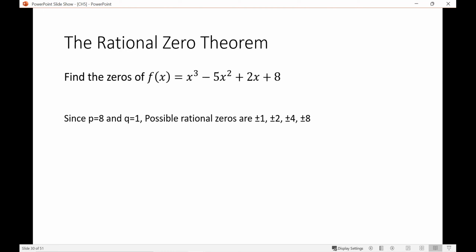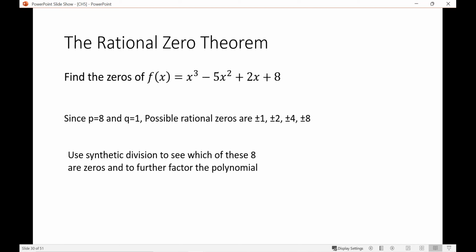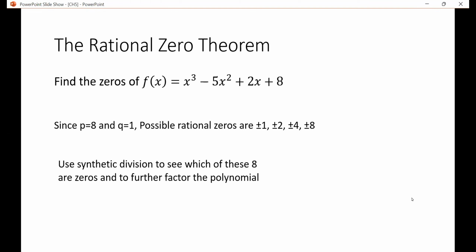So since our leading coefficient is 1 and our constant term is 8, then we have all the factors of 8 divided by 1. So we've got plus or minus 1, plus or minus 2, plus or minus 4, and plus or minus 8. So that only gives us 8 rational zeros, and conveniently, they're all whole numbers. So we're going to use synthetic division to try to go really quickly through these 8 possibilities to see which of them are zeros, and then we can further factor the polynomial. So to do that, let's move to the whiteboard.